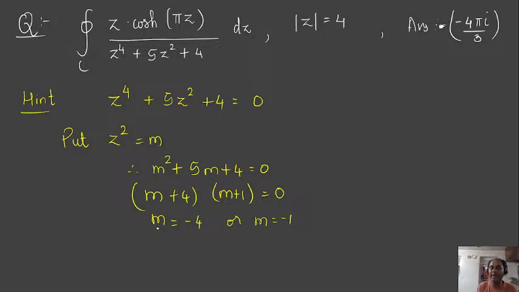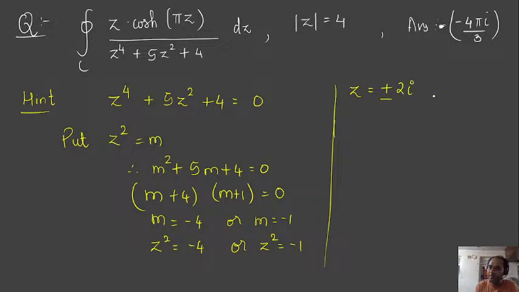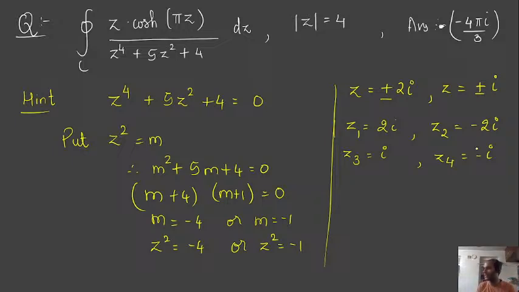So the moment you put m again as z square, z square is minus 4 or z square is minus 1. Hence when you simplify further, you will get the value for z as plus minus 2i, and here you will get z equals plus minus i. So z1 is equal to 2i, z2 equal to minus 2i, z3 equal to i, and z4 equal to minus i. These are the 4 points that you will get over here.